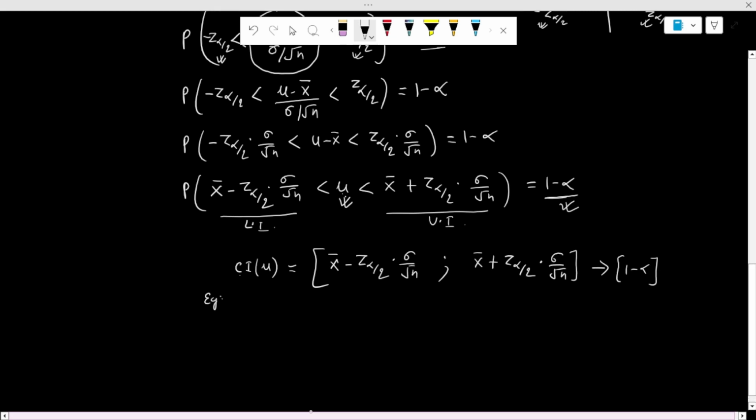For example, if we set our alpha to be 5%, then the confidence level should be 95%, and the z score for 2.5% in each tail is equal to 1.96. So in that case, we get the confidence interval.